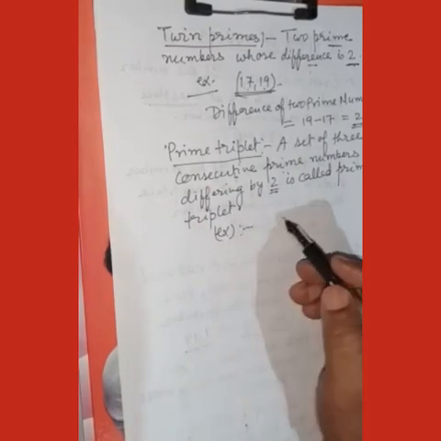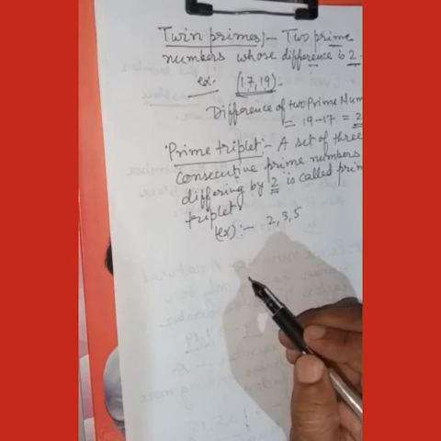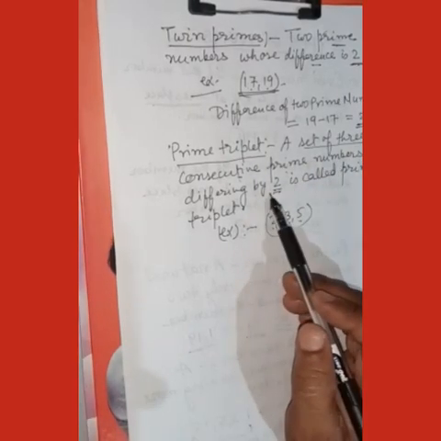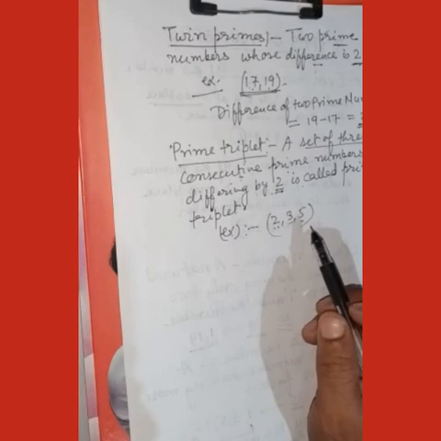Okay, now see, for example, I am taking 2, 3, 5. Now I have taken 3 prime numbers, 2, 3 and 5 is the only prime triplet. Understand? A set of 3 consecutive prime numbers differing by 2 is called prime triplet. Okay student, understand?